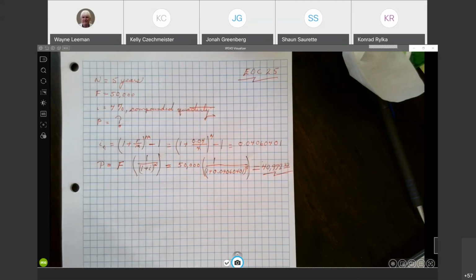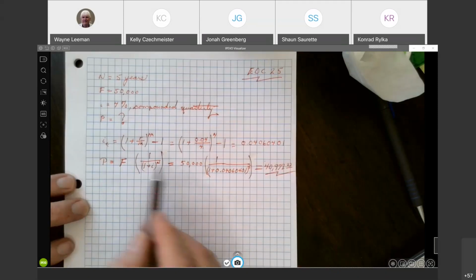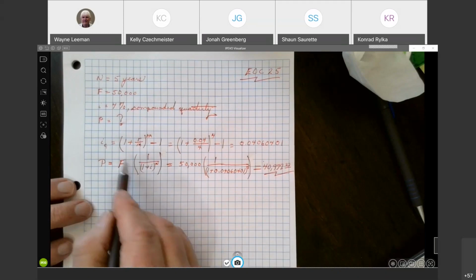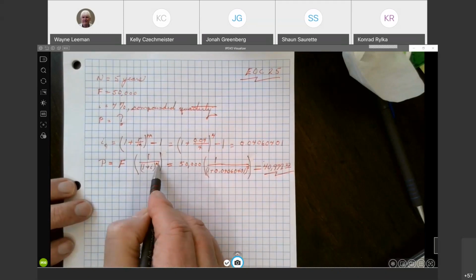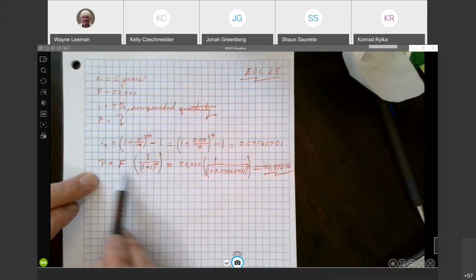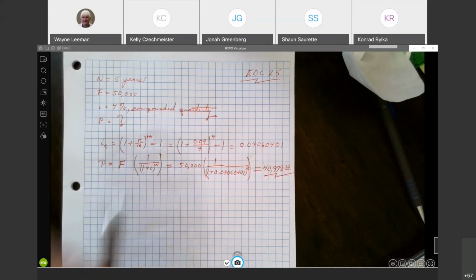Sure. Okay, thanks. So we have this. I apologize for that. There's no N in this formula. The N is down here. So this formula that we use is the same formula we had before, where F is equal to P multiplied by (1 plus I) to the power of N. But now it's just a little bit of algebra, or reconfiguring that formula.